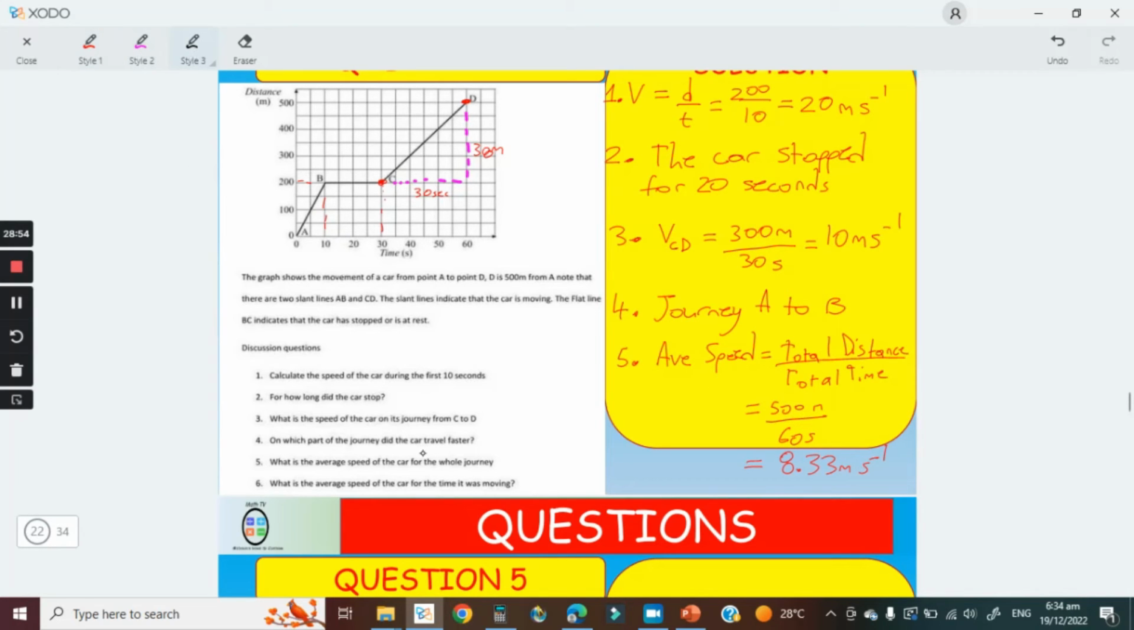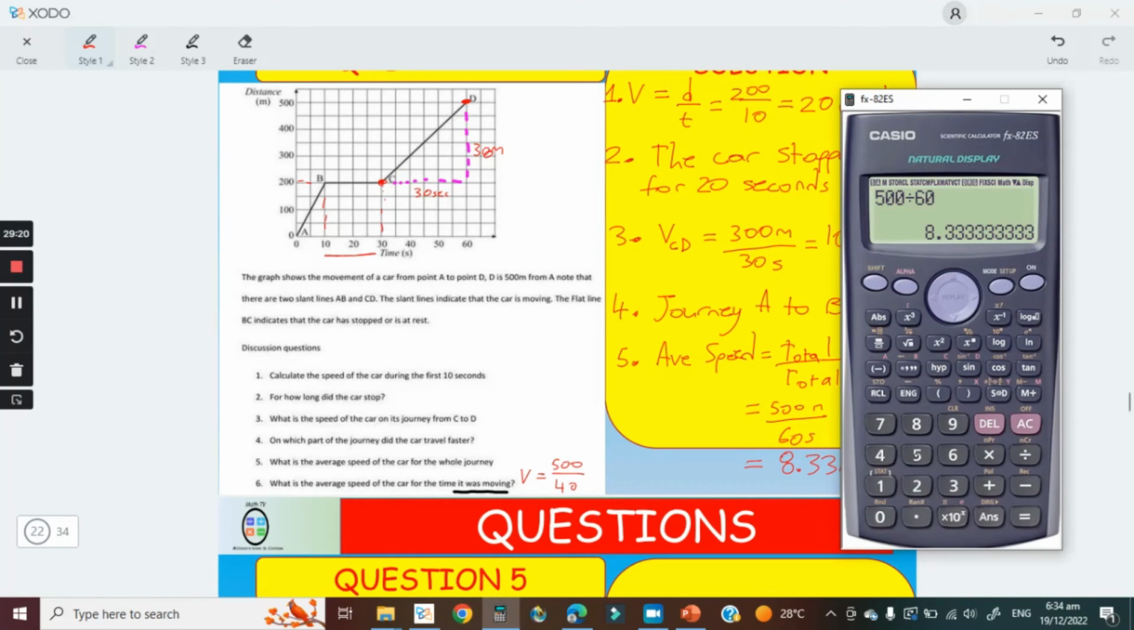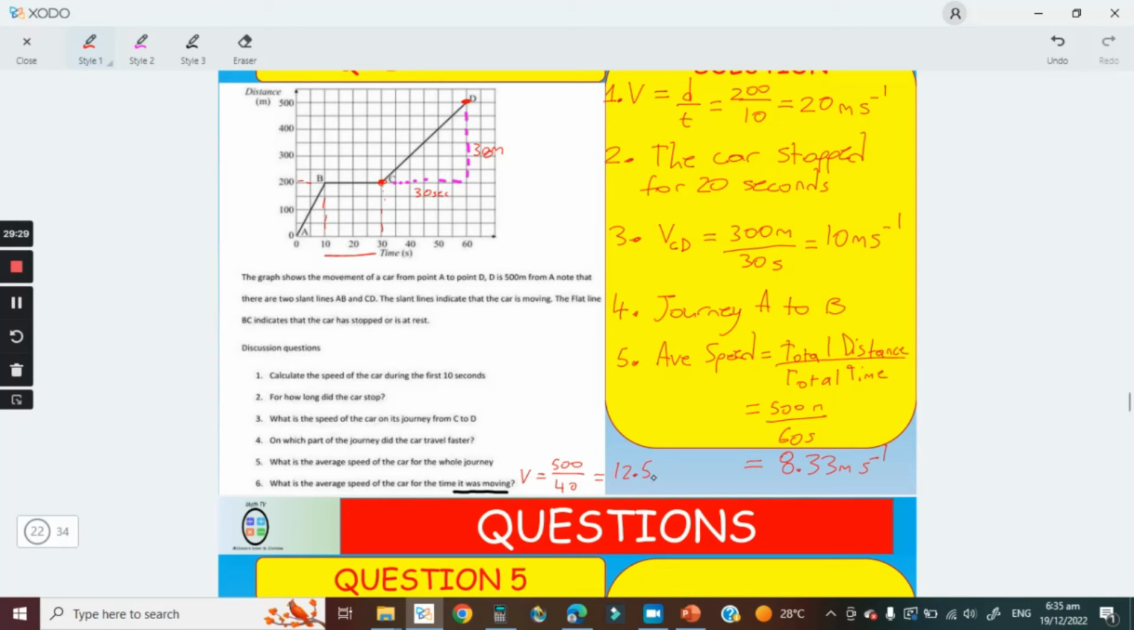Finally, the last thing, number 6. What is the average speed of the car when it is moving? What's the average speed when it is moving? Remember, for 20 seconds, it was not moving. So you can take out that 20 seconds. So for number 6, the average speed is equal to 500 divided by, take out the 20, it's not moving, and subtract from 60, leaves 40. So 500, you divide it now by 40, and you get 12.5 meters per second. And that's its average speed when it is moving. Nice.